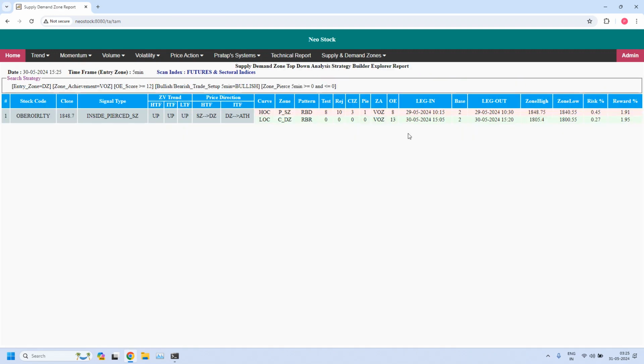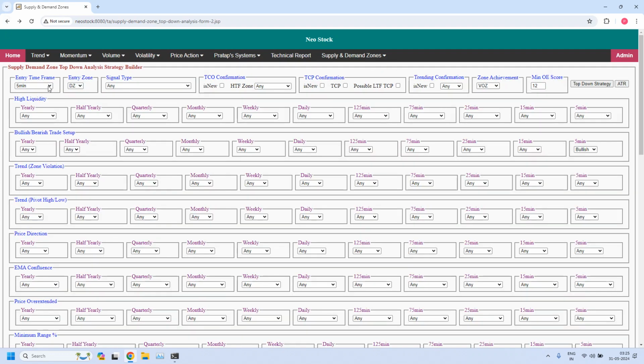now let us generate the report. Currently only one stock is supporting bullish trade setup for hourly income trade. Now let us generate the bearish trade setup for hourly income trade. So I am going back.